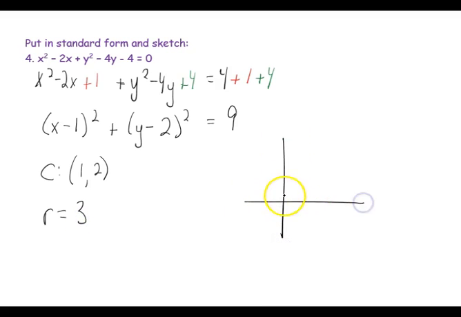And then if I sketch that, I have a center at 1, 2, radius of 3. So again, I'm going to try to go 3 in each direction. Put a point there. And try to make a circle as best I can. There's my sketch.